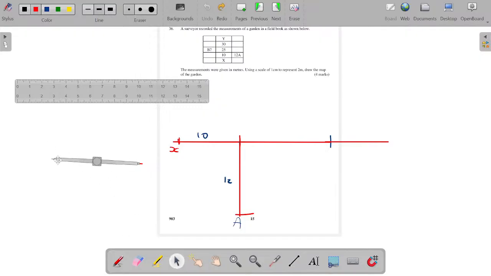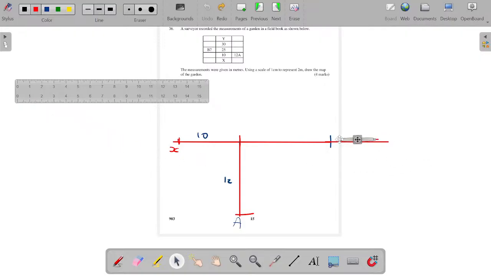Just a moment, doing this construction. Look at how I'm positioning my protractor and adjusting where needed. Exactly like that.